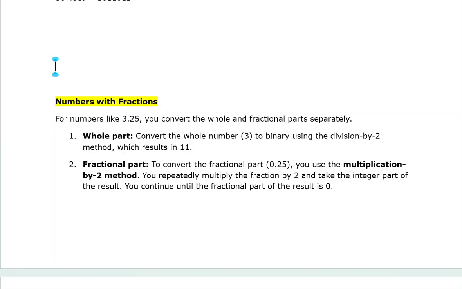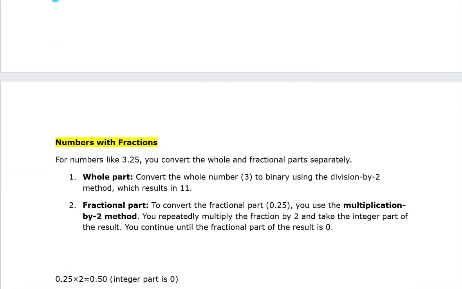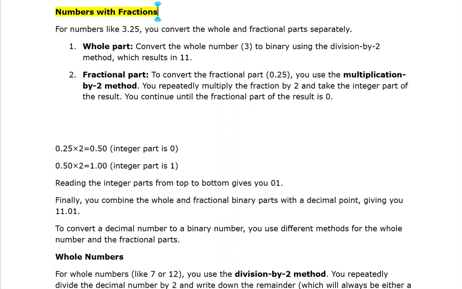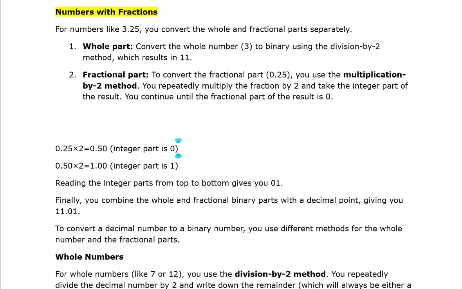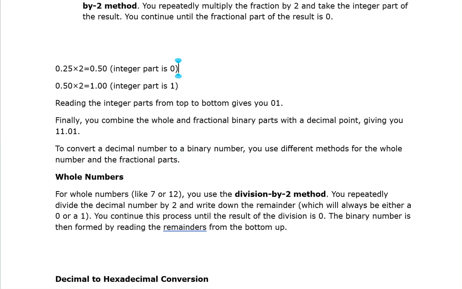Your favorite fractions. Let me go down and fix this header. So you have 2 parts. You have your 3 and then your 0.25. So let's, we know that the 3 is going to be a binary 1, 1, right? So let's deal with this 0.25. So again, this is how you sequence through that. And you're reading the integer parts from top to bottom. So when you combine this, you'll get 11.01.